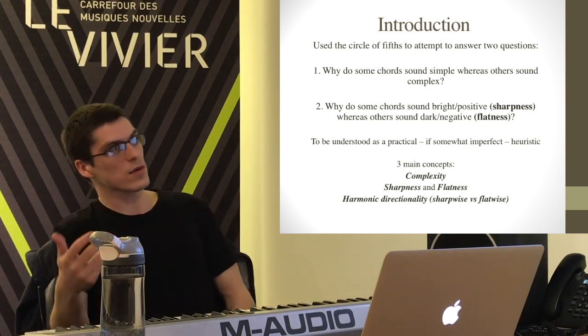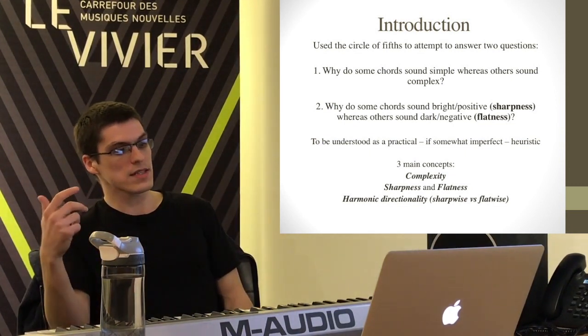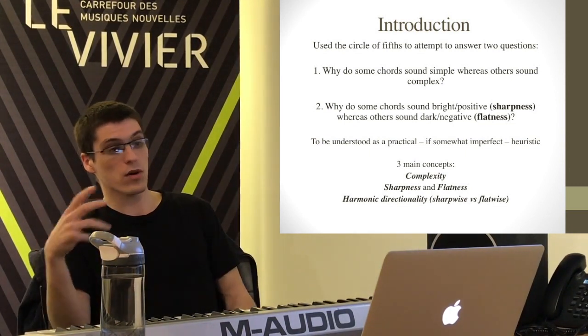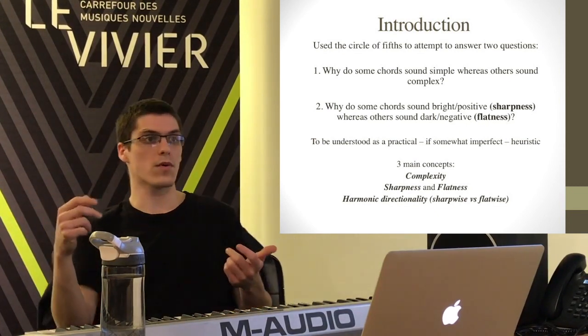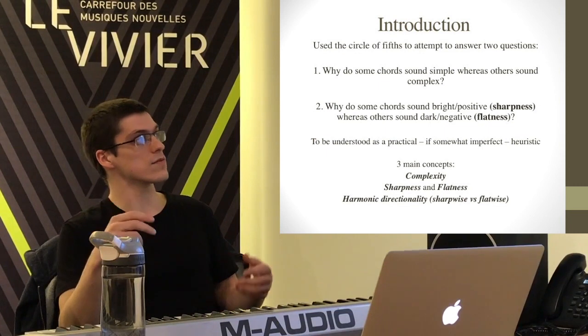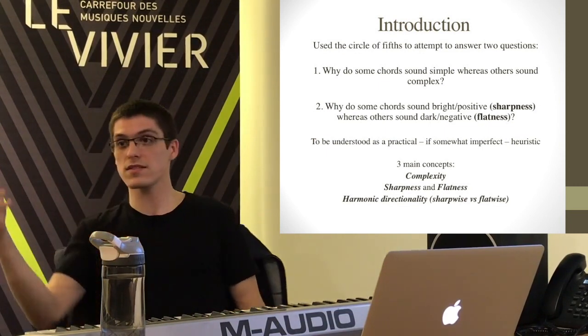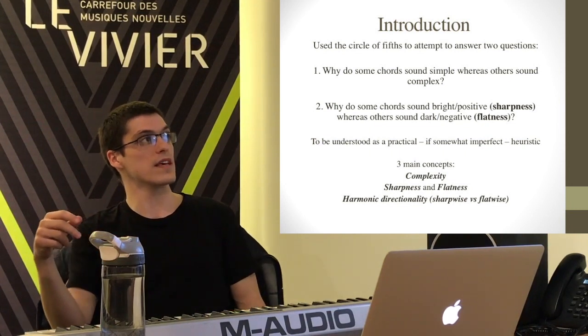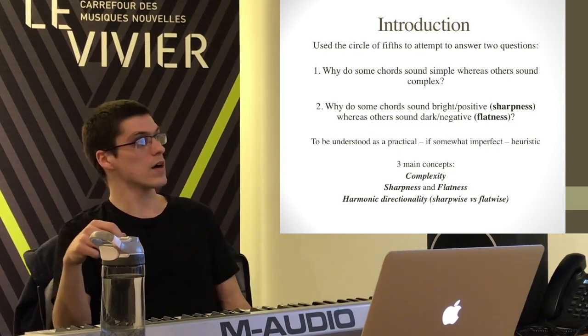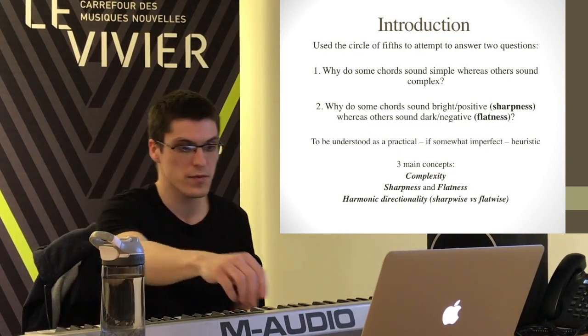And then the second question is, why is it that some chords or chord progressions sound like they're bright and positive, whereas others sound dark and negative? So I call this sharpness, the positive, happy thing, and negative is flatness. So that's basically what we're going to be talking about.